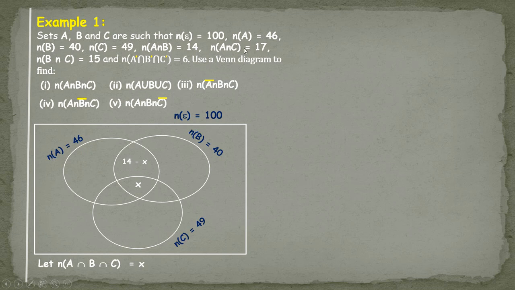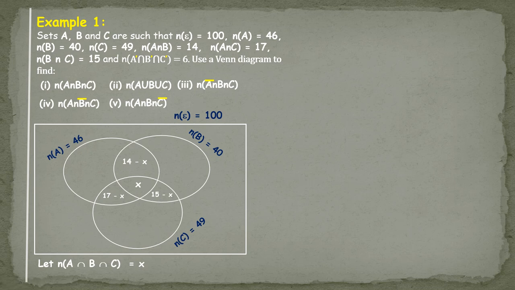Now we have A intersection C. The order of this region is 17, and because this one is 17, it means that this part will be 17 minus x. Now the order of this part is 15 as given in the question. B intersection C is 15, but this part is x, so this will be 15 minus x.